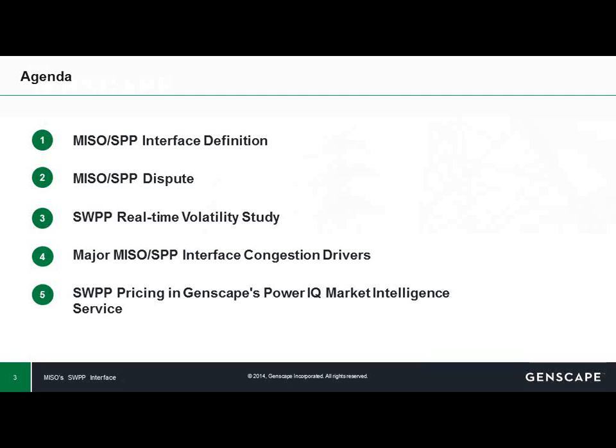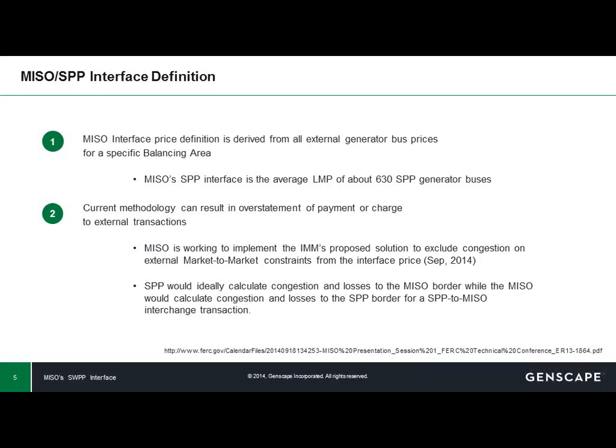Now, the current methodology is not flawless. It currently can result in an overstatement of payments or charge to external transactions. And that's something that MISO and SPP are currently working on. They are working to implement the IMM's proposed solution to exclude congestion on the external market-to-market constraints from the interface price. And this was discussed in the fall, in September this year.